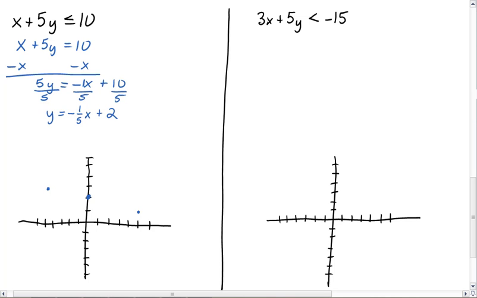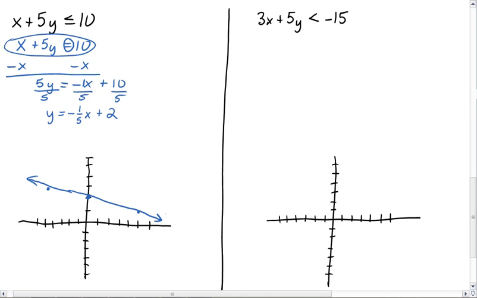Now, before I draw the line, this one says it's less than or equal to. Since it's less than or equal to, I do want to include the points that are on this line. Remember, this line demonstrates the points that work in this equation. And since I want to include the points that are equal, I'm going to draw a solid line so that I'm including those.